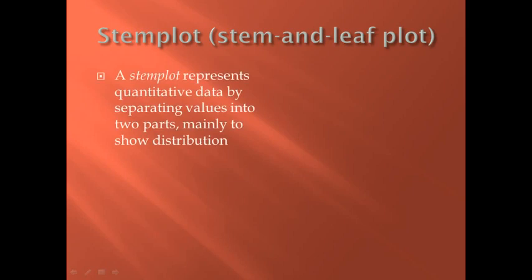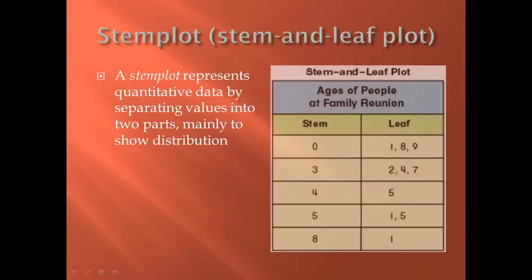Stem and leaf plot is something familiar to you from integrated algebra. It represents quantitative data by separating values into two parts, and typically this is to show distribution. As you can see on the right, the stem and leaf plot of ages of people at a family reunion, you can see the distribution of ages and the fact that most of the people are under the age of 40.